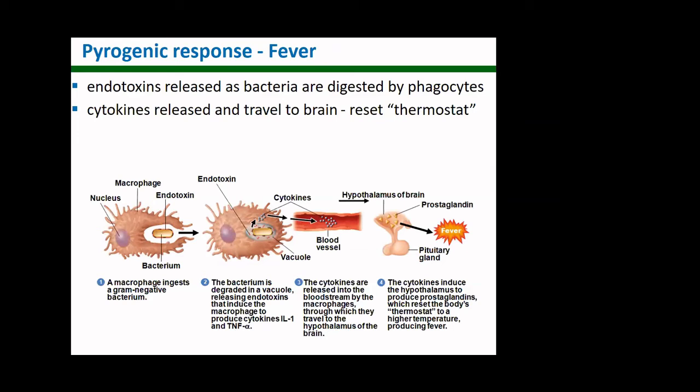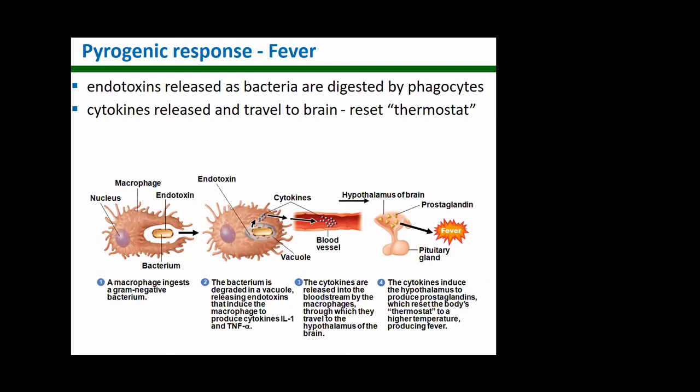Really quick about fever. Endotoxin that is released can be taken in and digested by white blood cells of your immune system, the phagocytes. And those phagocytes can then make cytokines, pro-inflammatory proteins, that travel to the brain and cause the hypothalamus to increase temperature. That's a long story short by a long shot, but that's the overall what happens.